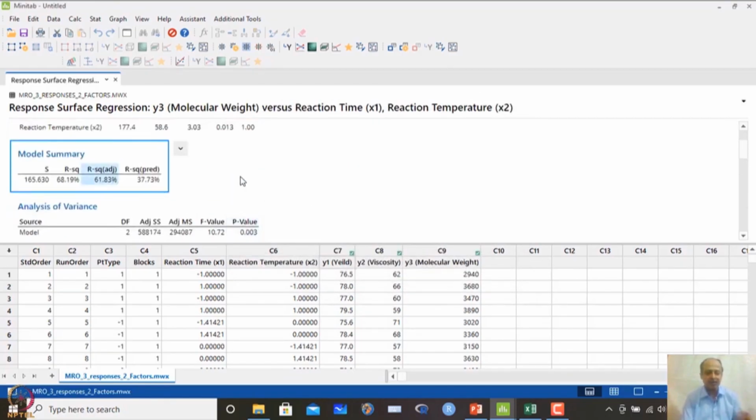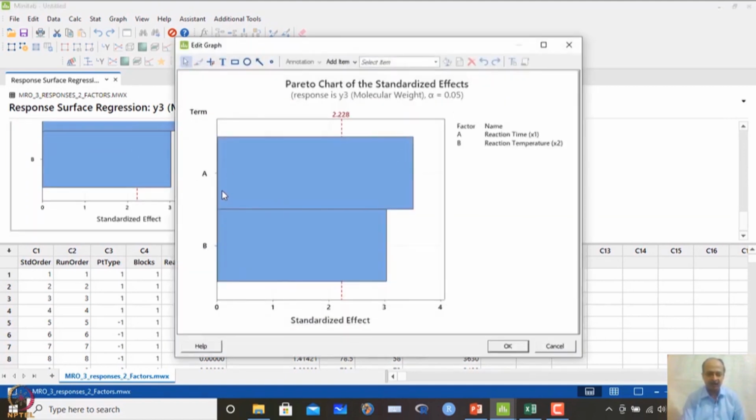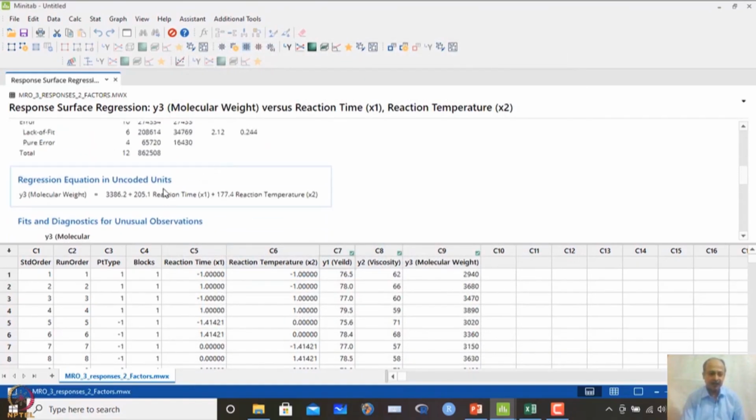So, this explains around 61% of the variability, and you can see that all the variables are important, A and B are important over here, and the final equation is given over here. So, this is y3. What we have done is that we have developed the response surface for y1, y2 and y3, and now we can just optimize using the response optimizer of MINITAB.